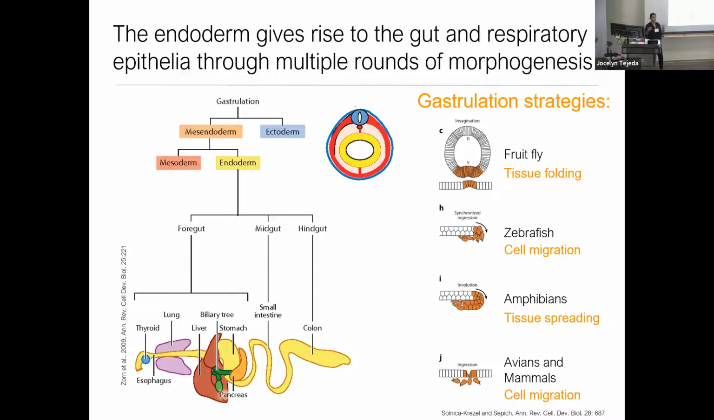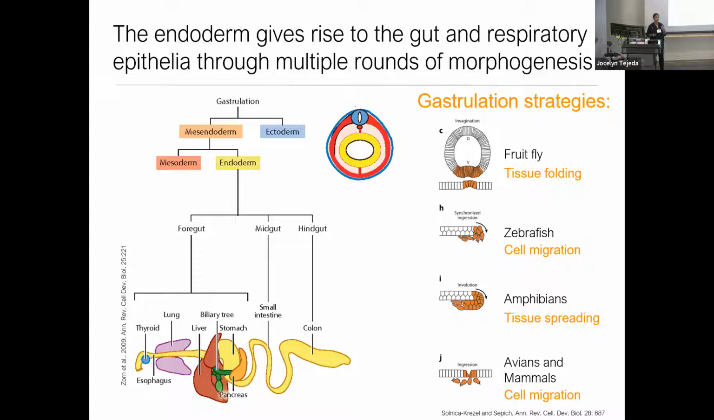And so lots of different organisms have developed different strategies to place those endodermal cells on the inside. This occurs during a really important time in development called gastrulation. And so the model organism that my lab uses is zebrafish. And zebrafish use active cell migration to internalize their endodermal cells and again, place those cells on the inside of the embryo.